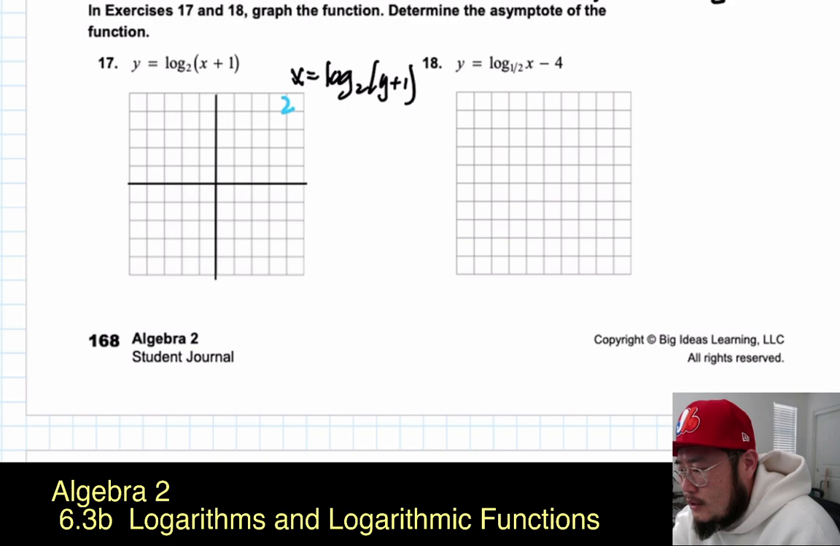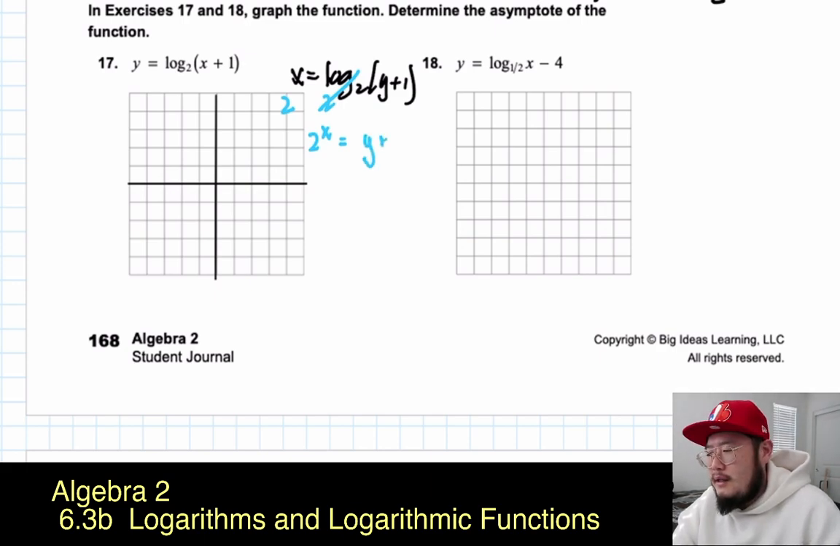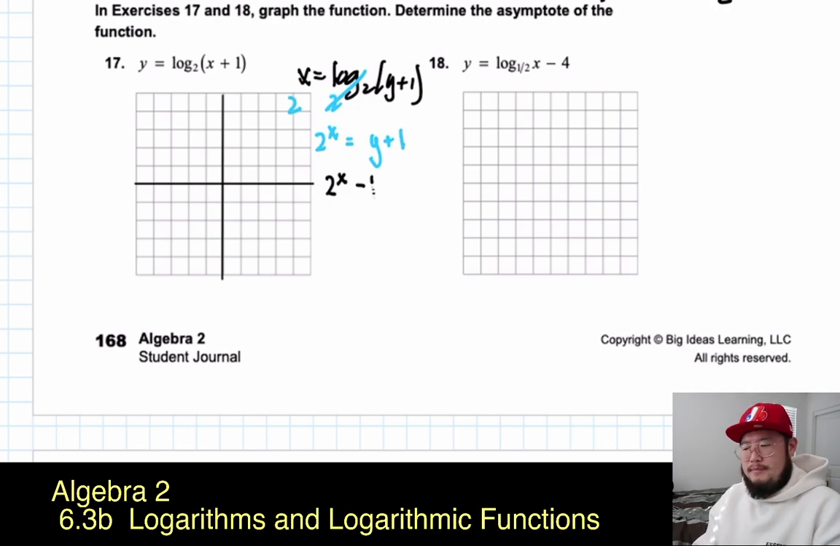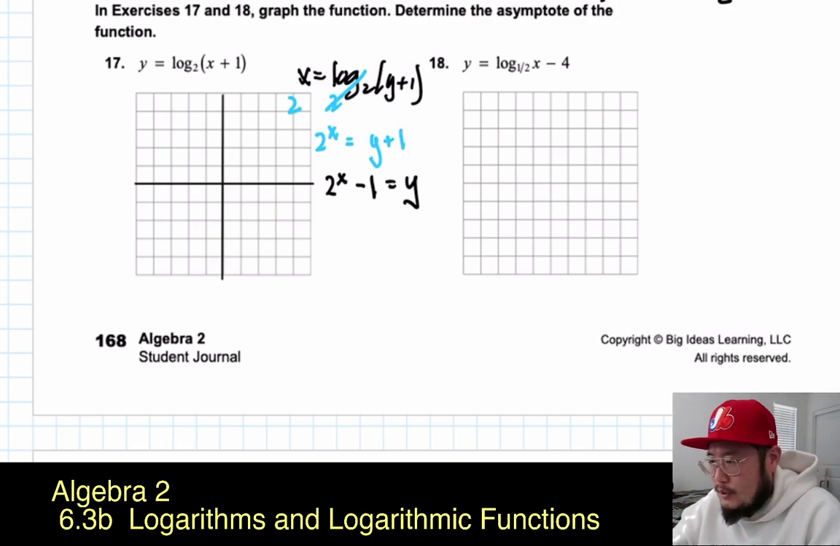So what that gives me is 2 to the x power is equal to, this all cancels out, and then I have y plus 1. And then from there, let's subtract 1 from both sides. So I have 2 to the x power minus 1 is equal to y. All right, so now we have a usable equation for us to create our table.